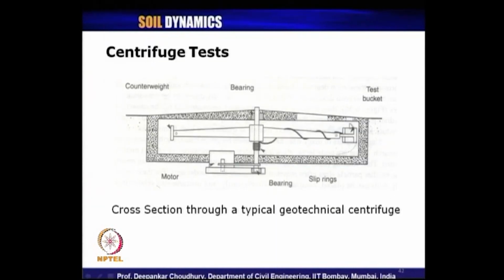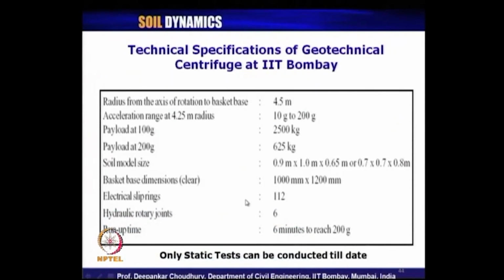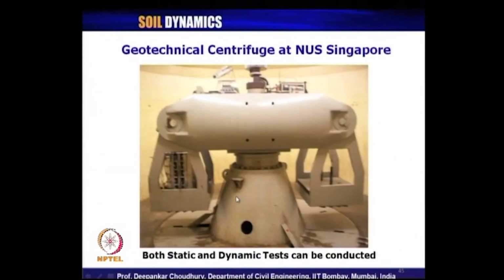So, when we are keeping the soil model in this basket, the container cannot be placed directly on the basket, it has to be placed on another shaking table. That shaking has to be applied during the flight or during the rotation of the sample. So, still it is not available with us. Among the world class centrifuge testing facilities, only a very few and limited organizations can do the dynamic centrifuge test.